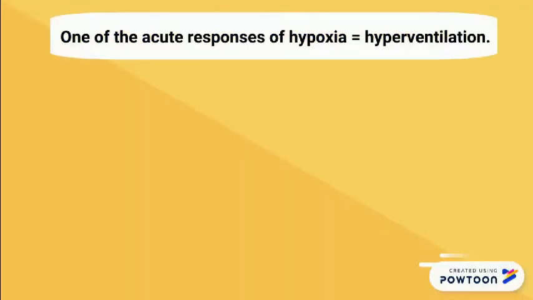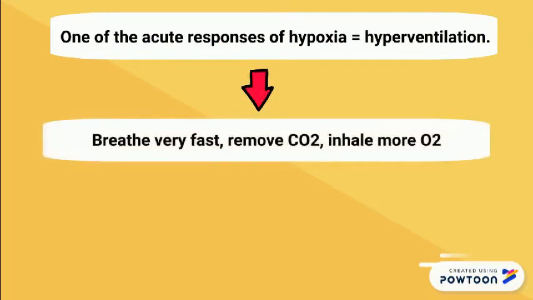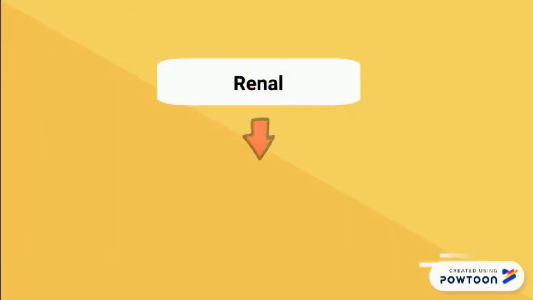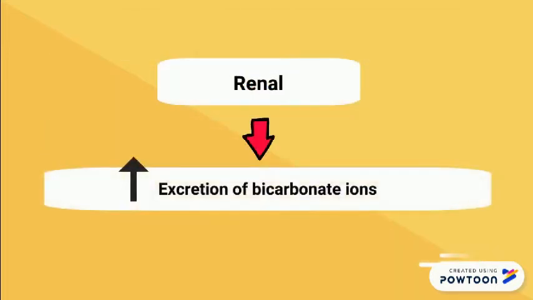One of the acute responses of hypoxia is hyperventilation. Hyperventilation is where we breathe very fast to remove carbon dioxide from our lungs and also to inhale more oxygen. This hyperventilation will eventually produce respiratory alkalosis. Respiratory alkalosis is the increase of pH in our blood. In order to compensate this respiratory alkalosis, our renal will increase the excretion of bicarbonate ion.